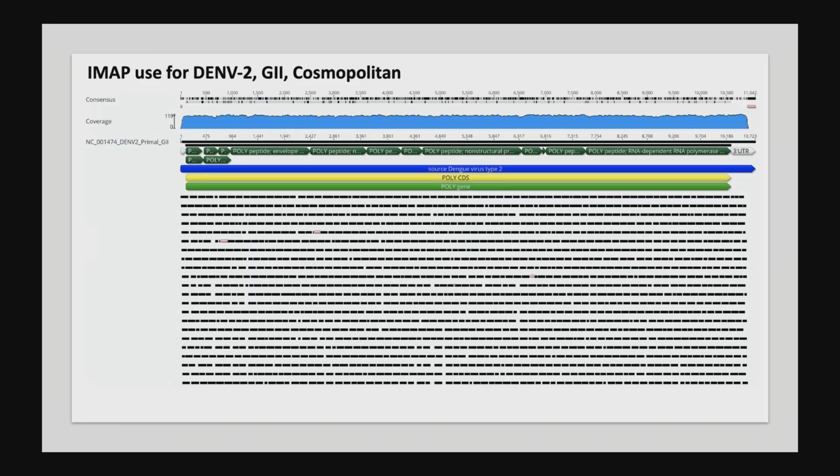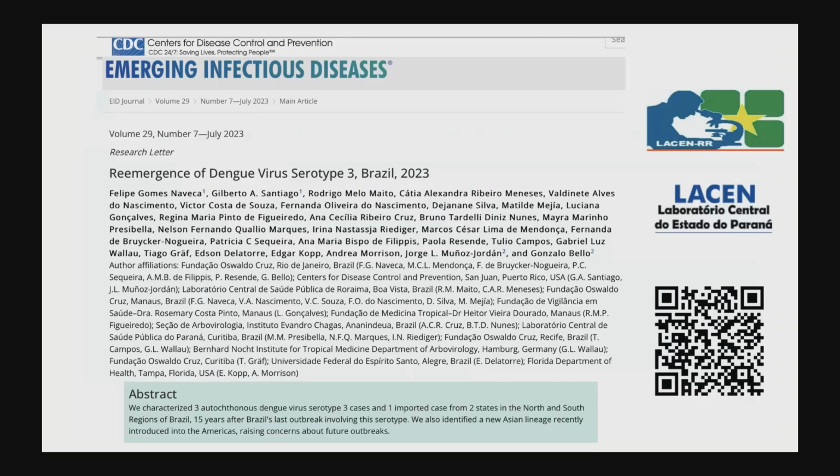Here is an example of this genome assembled with this strategy. We could recover almost the complete sequence of this virus using this approach. Another example is what we did when we detected the first dengue serotype 3 cases in Brazil in 2023.